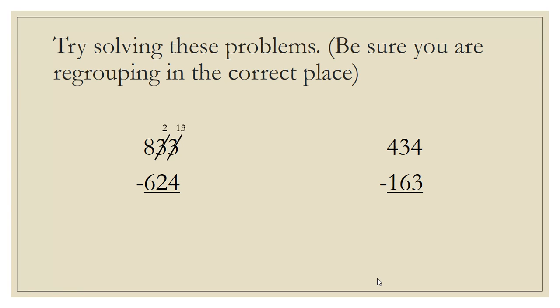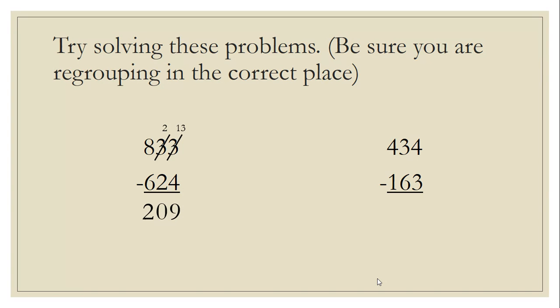Now you are ready to solve. 13 take away 4. Correct, that's 9. 2 take away 2, of course we know is 0. And 8 take away 6, that's 2. Write down the next problem, 434, take away 163.